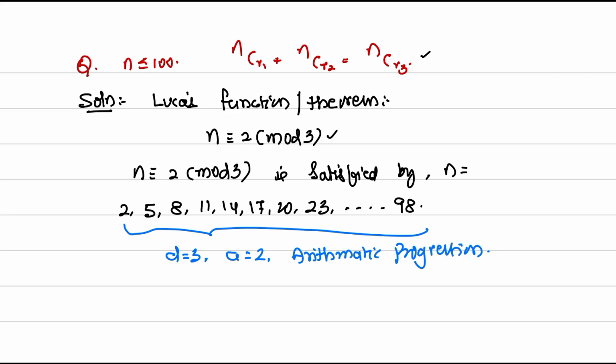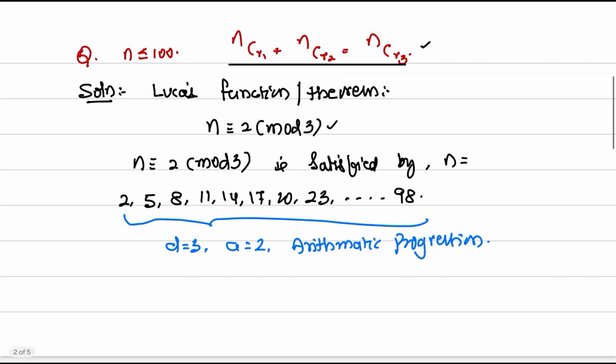For all the values of n equivalent to 2 mod 3, we check whether the equation nCR1 plus nCR2 is equal to nCR3 is satisfied. If it is satisfied, what will be the values of R1, R2 and R3, which I have explained clearly in the previous lecture. Let us take n is equal to 2. What happens? Let us see.